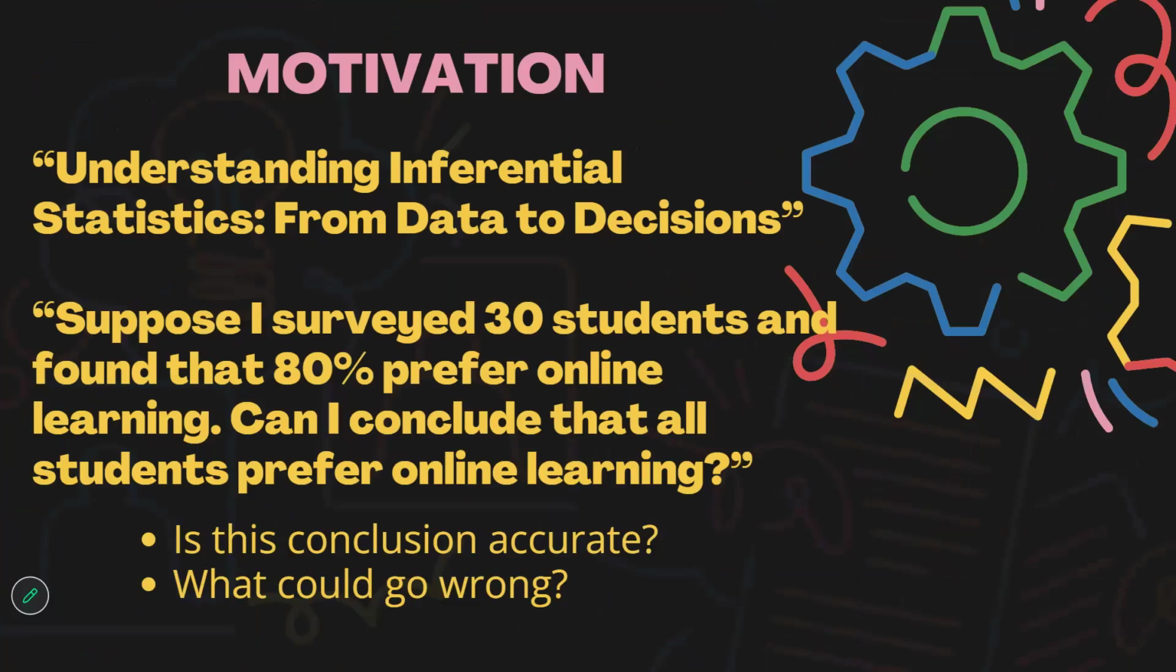Understanding inferential statistics, from data to decisions. Let's have this scenario. Suppose I surveyed 30 students and I found that 80% prefer online learning. Can I conclude that all students prefer online learning? Is this conclusion accurate? What could go wrong? This is where inferential statistics comes in. It helps us make informed conclusions about a population using only a sample.